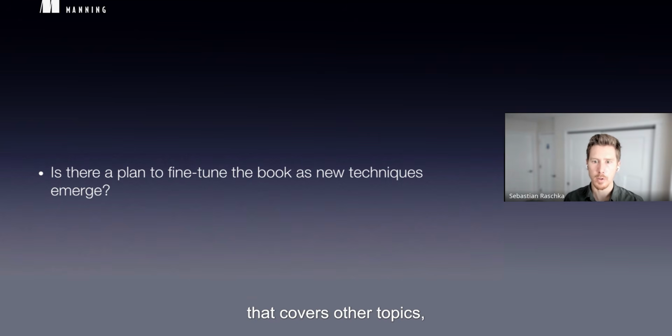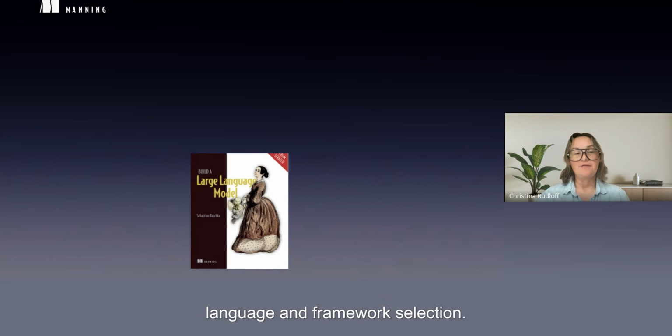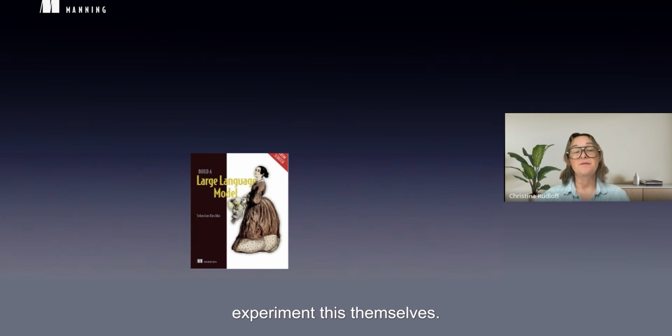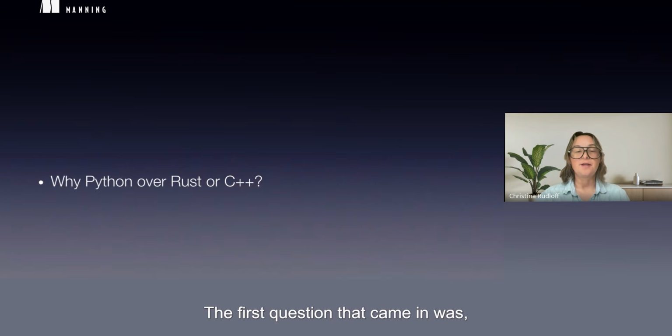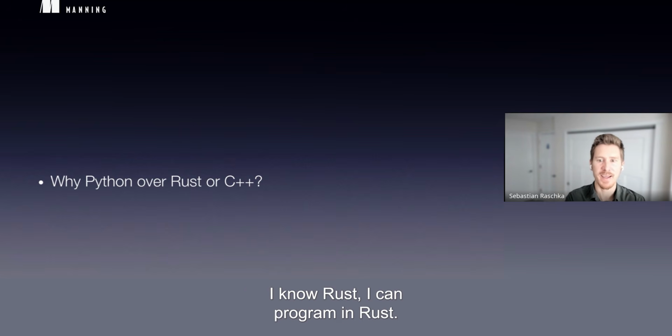Let's look at some of the practical choices that were made during development, like language and framework selection. Many of our readers are asking this as they start to experiment themselves. The first question that came in was, why Python over Rust or C++? I know C++. That was one of the first languages I learned. I know Rust. I can program in Rust.